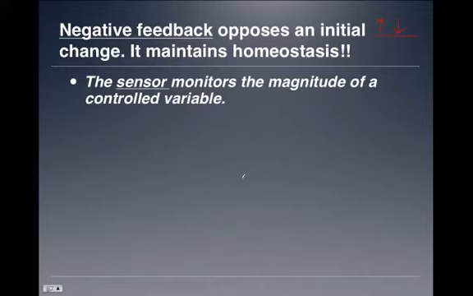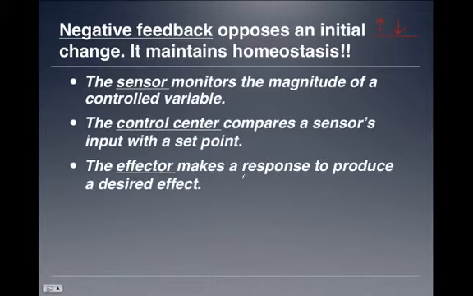So again, just like always, in a feedback system, because this is a homeostatic mechanism, we will have a sensor that monitors the magnitude of that change, the control center that will compare the sensor's inputs with the actual set point, and then of course an effector that is going to make a response to that change to produce a desired effect. So let's go through an example of a negative feedback mechanism.